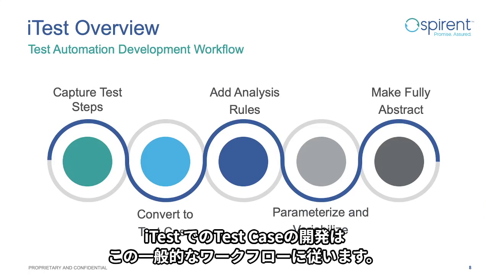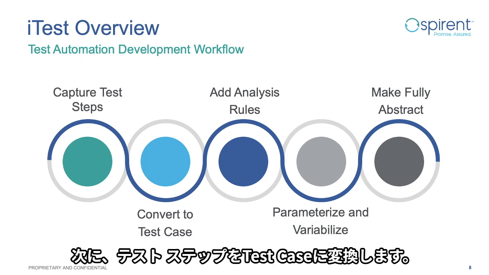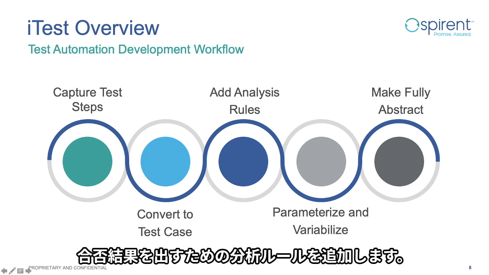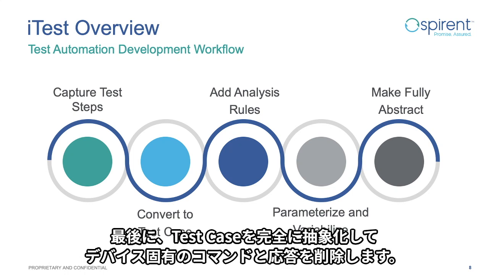Test case development in iTest follows this general workflow. First, capture test steps by interacting with devices from iTest. Then, convert the test steps into a test case. Add analysis rules to give a pass-fail verdict. Use parameters and variables to remove hard-coded content from the test case. And finally, make the test case fully abstract by removing device-specific commands and responses.